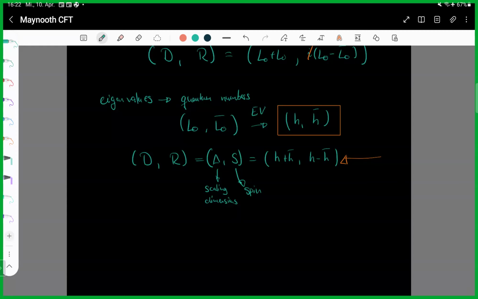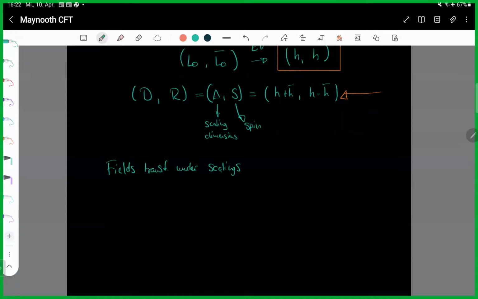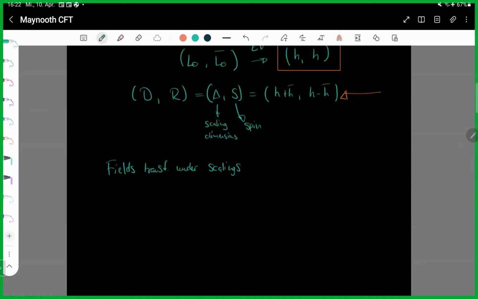Okay, so now I'm going to introduce a bit of notation. So fields transforming under scalings. So this is a scaling: z goes to lambda z as follows.